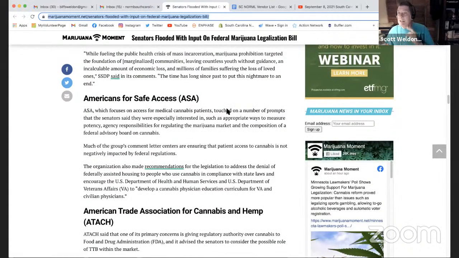Americans for Safe Access. Again, their organization made recommendations for the legalization to address the denial of federally assisted housing to people who use cannabis in compliance with state laws. And that's a real issue. People being declined social services, public housing, just because of marijuana arrests. And to encourage the U.S. Department of Health and Human Services and the U.S. Department of Veterans Affairs, I like this, to develop a cannabis physician education curriculum for the VA and civilian physicians.